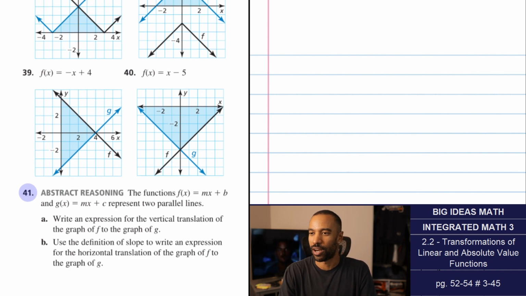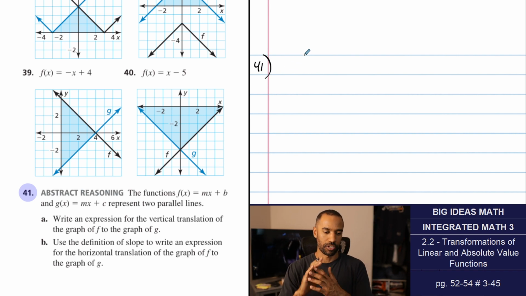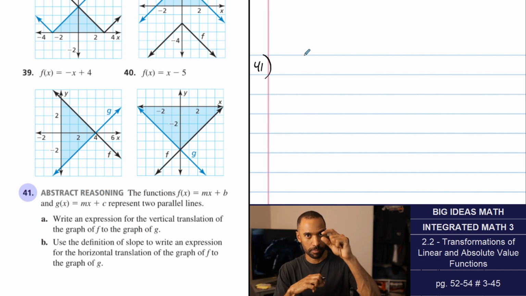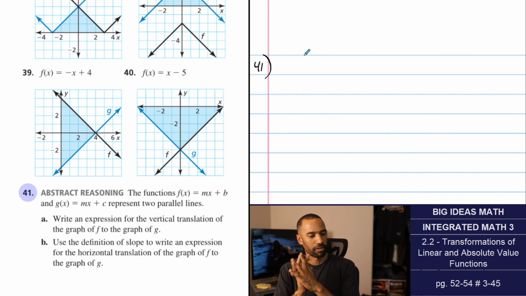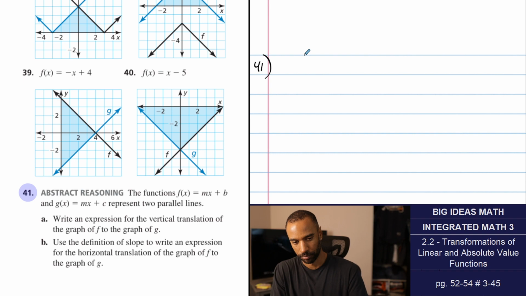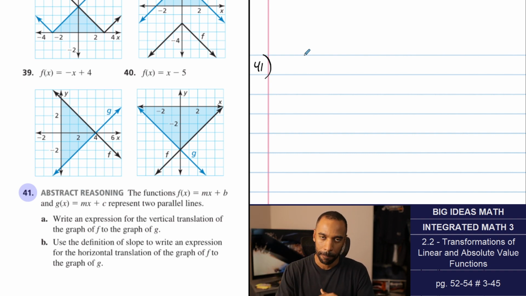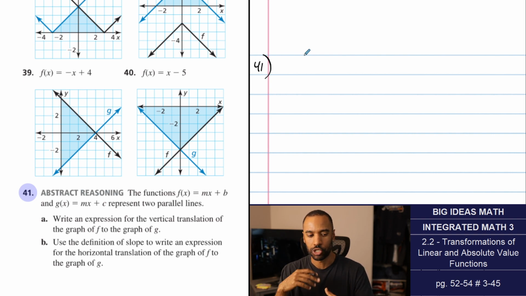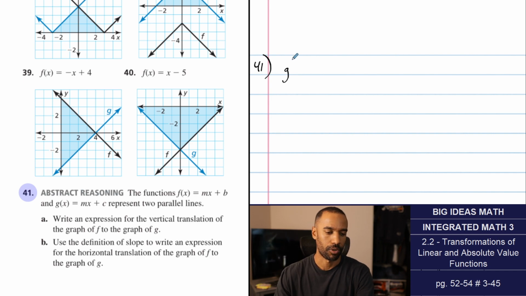All right, number 41, abstract reasoning. The functions f of x equals mx plus b and g of x equals mx plus c represent 2 parallel lines. Indeed, same slope, and I guess b and c are different. Write an expression for the vertical translation of the graph of f to the graph of g. So if we're going from f to g on a translation, that means g is the final. So this is part A.